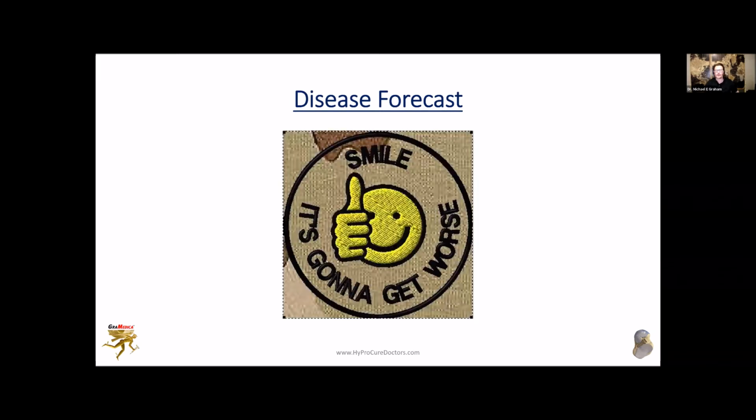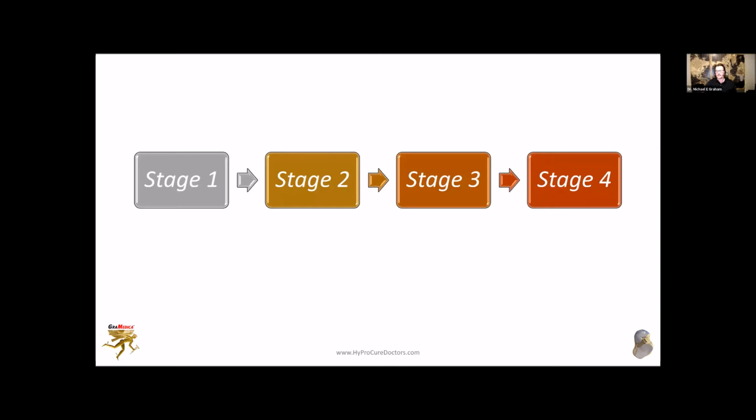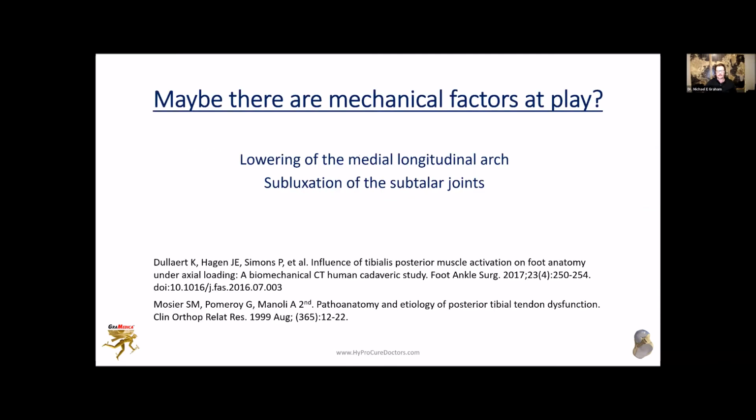So what is the forecast with somebody when they come in with a stage 1 posterior tibial tendinopathy? Well, we know that without effective treatment, it's only going to get worse, because you can give them all kinds of conservative care, but with every step that they take, they still have excessive forces acting on the tendon. So if we don't get rid of the underlying etiology, of course, the pathology is going to get progressively worse. So what do we see? A stage 1 goes to a stage 2, 3, and 4, and it's just an accident waiting to happen.